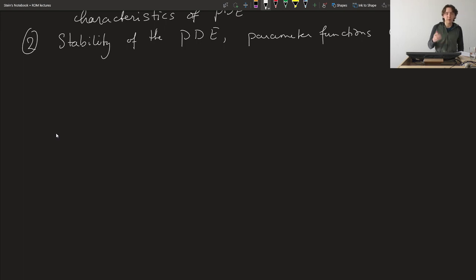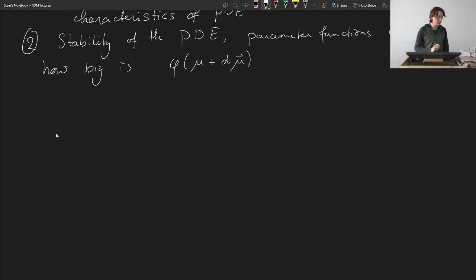And again, we defined phi as a map that takes a parameter and gives a solution. So the question that I really want to ask is, how big is the difference between phi at mu plus some distance d in some parameter direction minus phi at my original point, divided by d? Yeah, so this is really a definition of a derivative. So I'm taking the directional derivative of my mapping with respect to some direction in our parameter space.